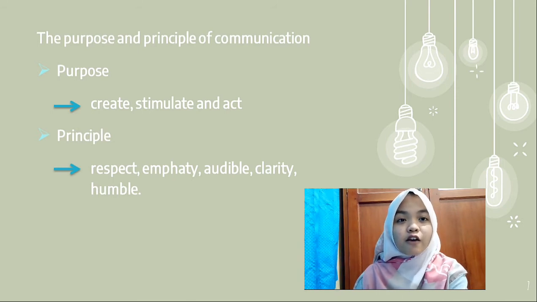And the next is clarity. Clarity is the clarity of the content of the message that will be conveyed so as not to cause misunderstandings and the emergence of various interpretations. Clarity can be openness or transparency when sharing information. And the next is humble. A humble attitude is a way to give a sense of comfort and care to someone when conducting two-way communication.